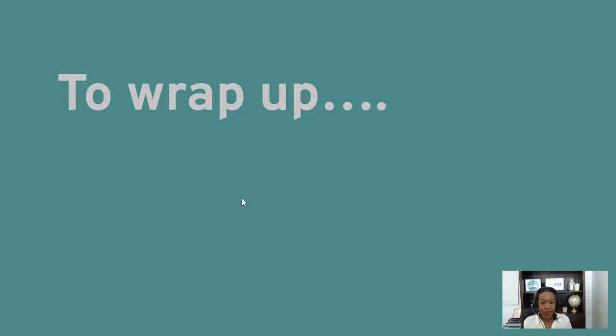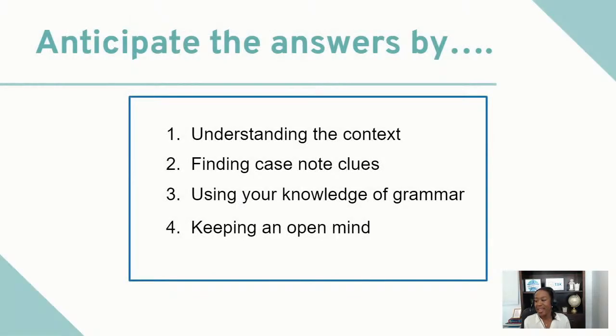So to wrap up, in order to anticipate the answers in listening part A, it's important to understand the context. Look really carefully for any clues you can find in the case notes. Use your knowledge of grammar to make sure that you get the word exactly right, and then keep an open mind, because sometimes the anticipated answer is quite easy to think of, and sometimes it's a little harder. And even when you think that you might have it exactly right, just keep the mind open in case it's something slightly different you hear.